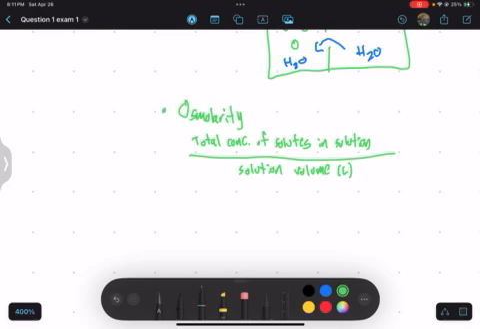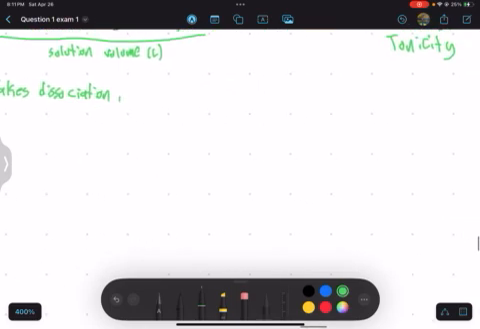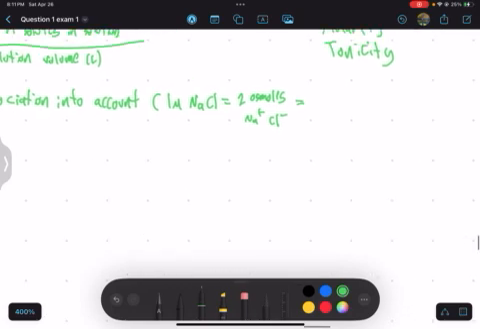With osmolarity, it takes dissociation into account. Such as if you have 1 molar of sodium chloride, when placed in water, it's going to turn into 2 osmoles because the sodium and the chloride will break apart. And so therefore, you'll have 2 osmoles per liter.